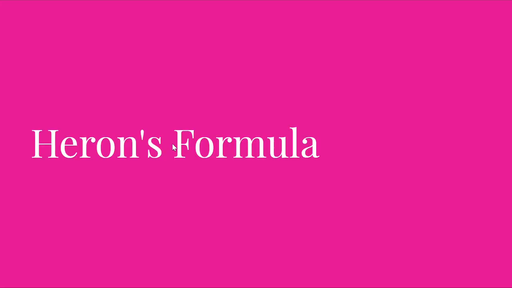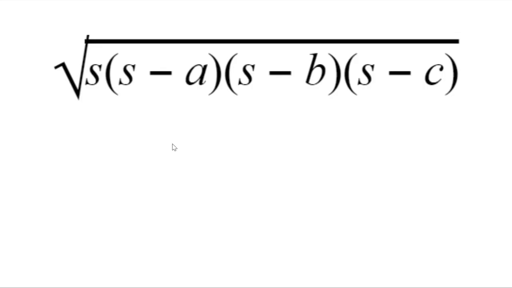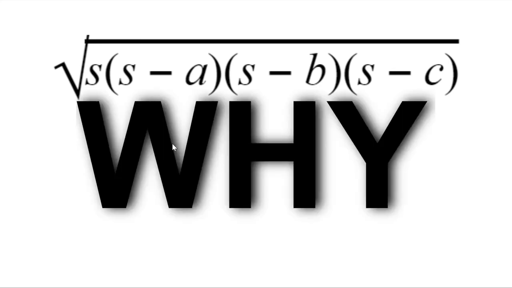Today, we'll be talking about Heron's formula. If you don't know it, Heron's formula is this, a formula to get the area of a triangle given its side lengths. Heron's formula is the kind of thing that you learn about in school, but you never really get a satisfying proof that really explains why.